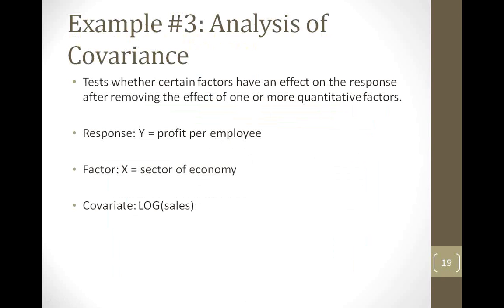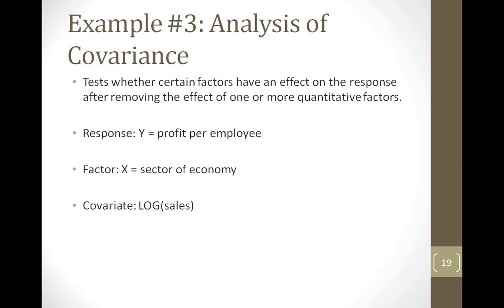As I mentioned when we were looking at that stress test data, it sometimes makes an analysis of variance less biased if one corrects for other factors that might differentiate between the experimental units. In general, an analysis of covariance tests whether certain factors affect the response after removing the effect of one or more quantitative factors. Now, let me make this concrete.